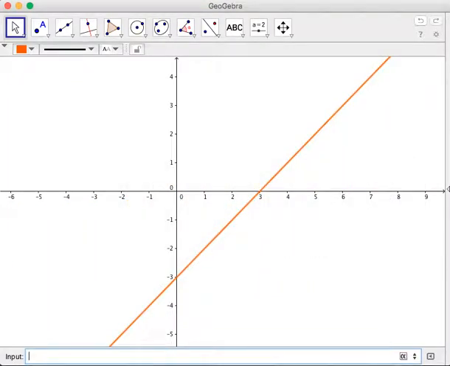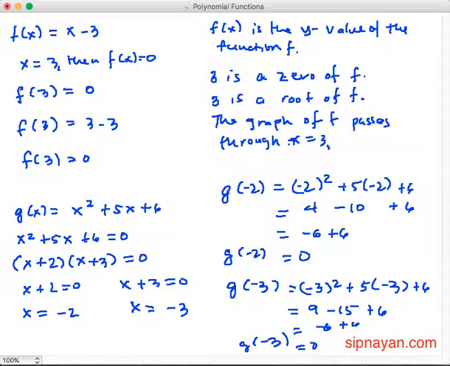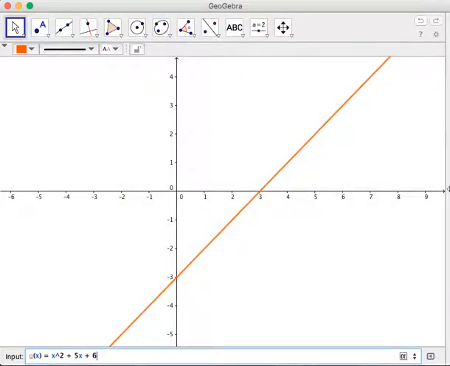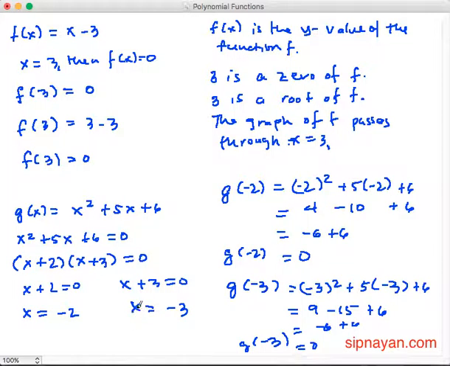So, graph natin. That's g of x equals x squared plus 5x plus 6. Tama ba? Plus 5 o minus? That's plus. So, enter natin. Okay. Tama, no? Pumunta nga siya or nag-pass through nga siya sa negative 2 tsaka negative 3. Which are our roots here.